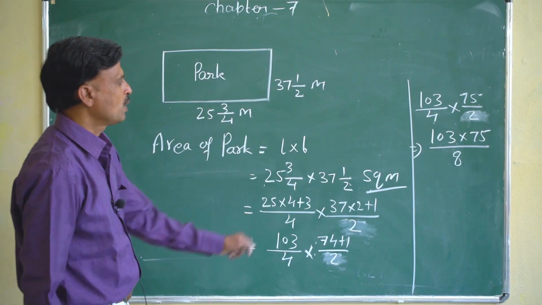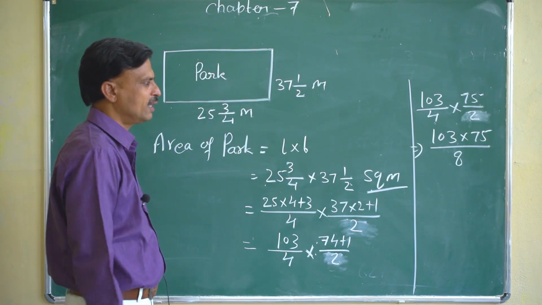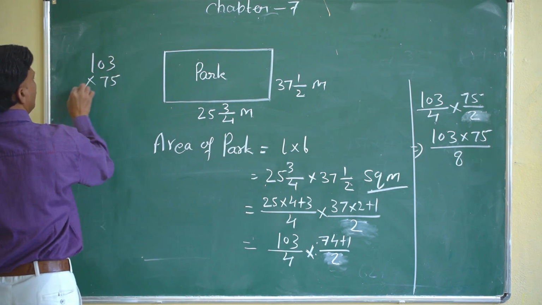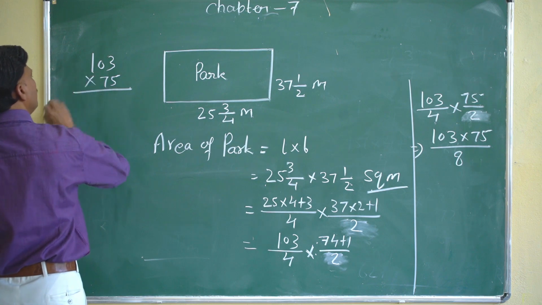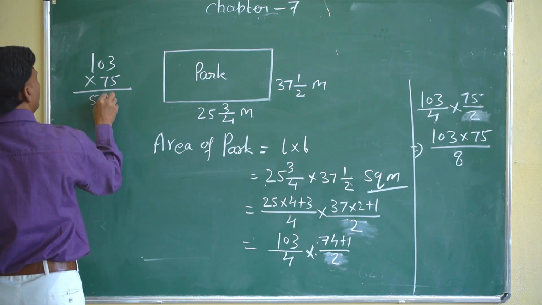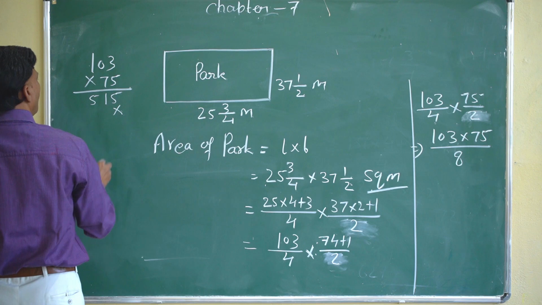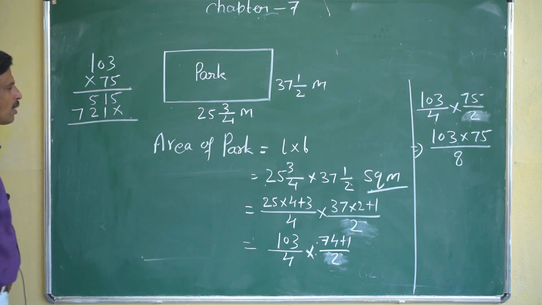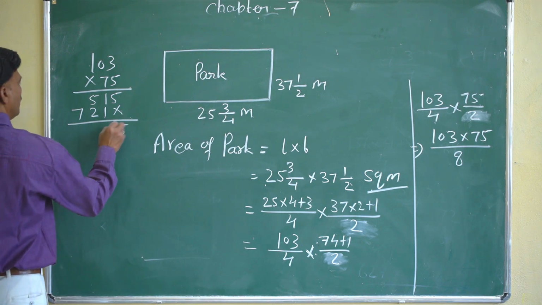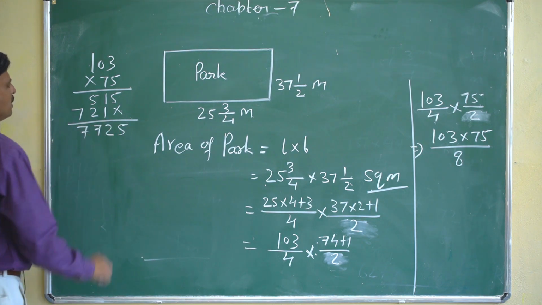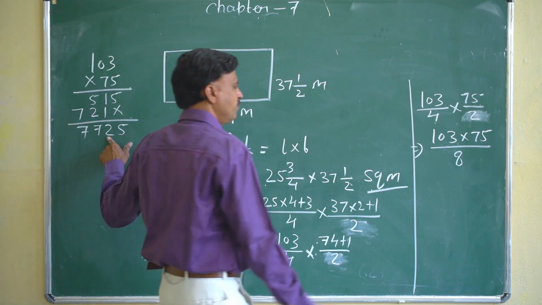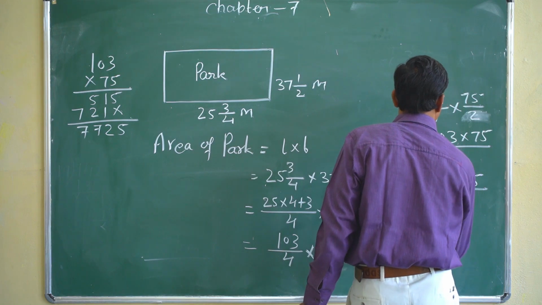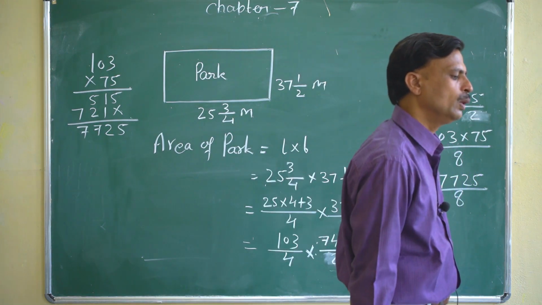So 103 multiplied by 75. What will it come? 103 multiplied by 75 will be 515, and this will be 721, so it will be 7725. So 7725 divided by 8. So you can divide it by 8 also.